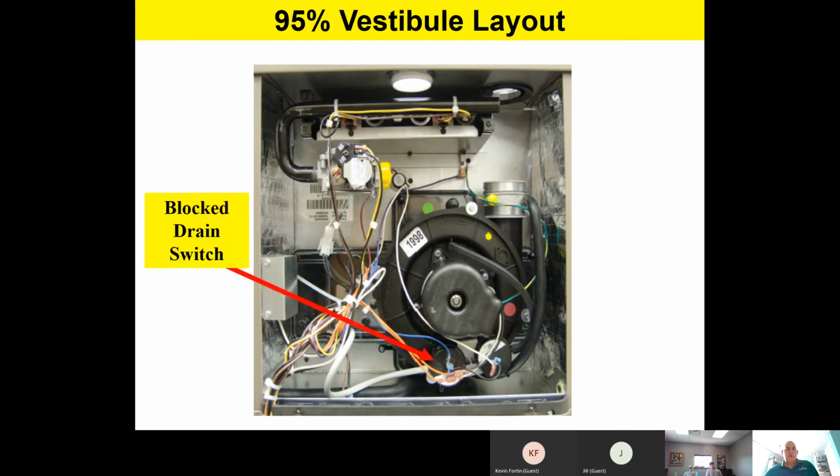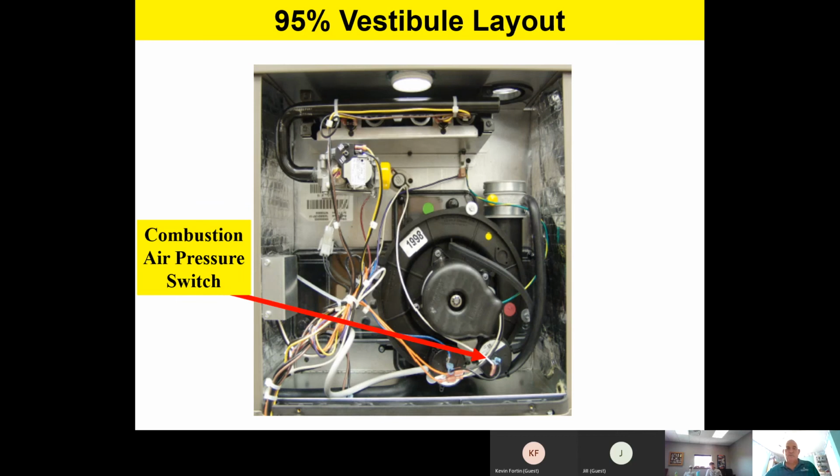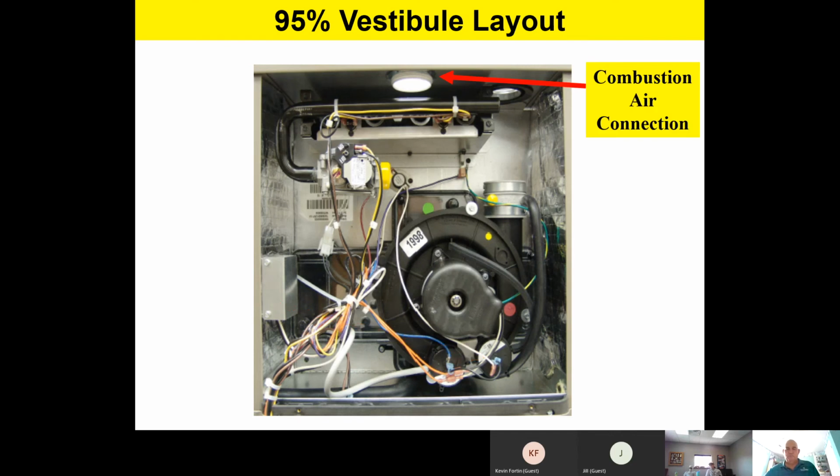Okay. Well, there's a block drain switch because it is a condensate producing high efficiency furnace. You're going to have a drain. You're going to be draining condensate anytime it's heating. So there's a block drain switch. Right beside it, there's a combustion air pressure switch. It's going to be proving venting of the combustion motor or the induced draft blower motor. Here we've got our combustion air connection, our inlet at the top.